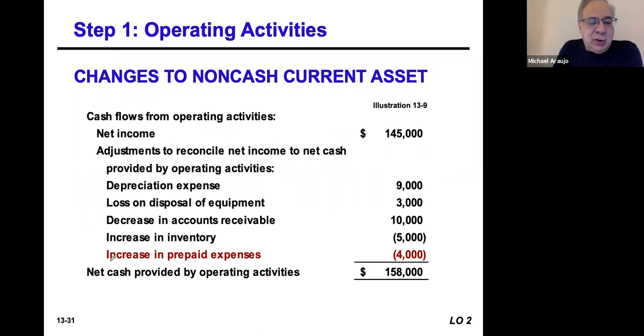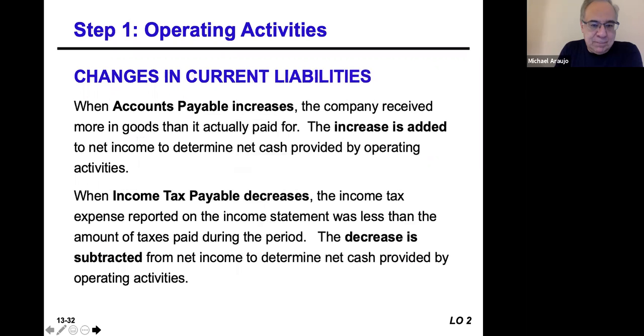Any increase in a prepaid expense means we had to use money to buy more of the prepaid expense, like supplies, prepaid insurance, or prepaid advertising. That means it's a use of cash. Again, the negative simply indicates we're using cash to do this. This cost us cash. This, on the other hand, saved us cash. That's basically how we're looking at it. When you look at current liabilities, it's the same type of thing that's going on here.